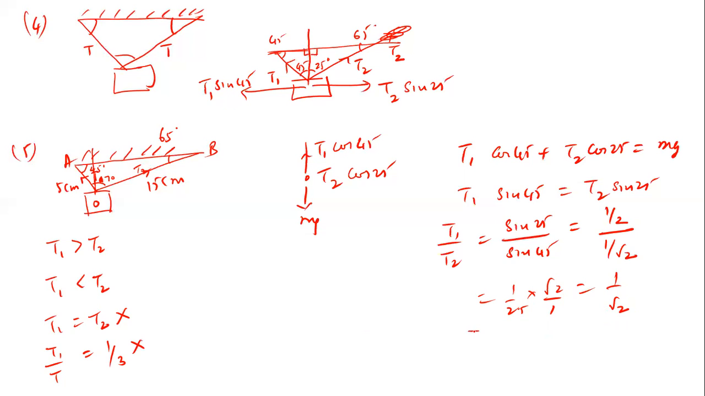And moreover, you see here, T1 by T2 is definitely less than 1, right? So as a result, T1 by T2 is less than 1. So this answer is the right one. This is the incorrect one. So this is the way you can solve problems using free body diagrams. Let me show you some more free body diagrams.